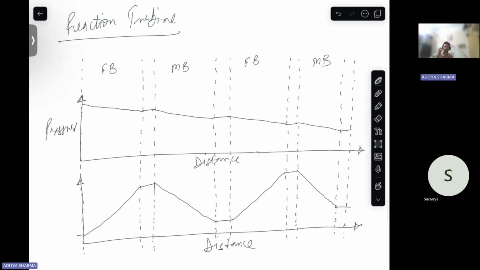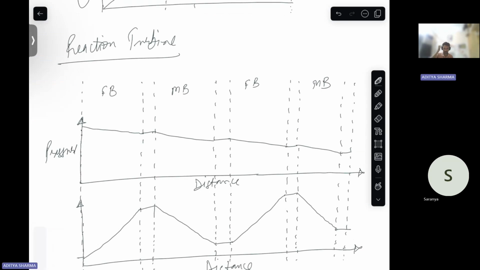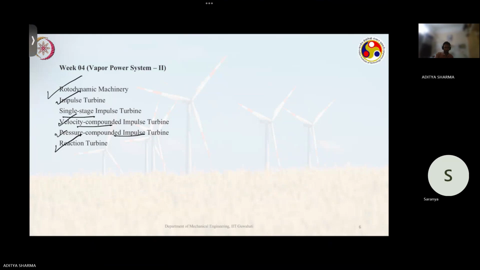I hope you understand. This is like one shaft, and in this shaft you have your blades, right? At some sections there are fixed blades, at some sections there are moving blades, then fixed blades, moving blades along the circumference of your shaft. So these are impulse and reaction turbines. There is compounding also that has been taught. Compounding I won't discuss, but if you understand the impulse and reaction turbine, then you will be able to understand compounding also, right?